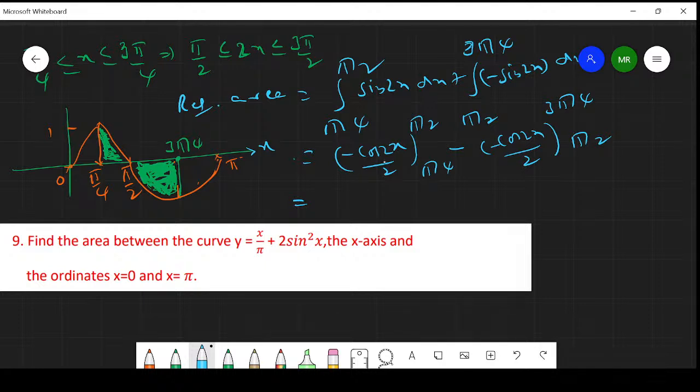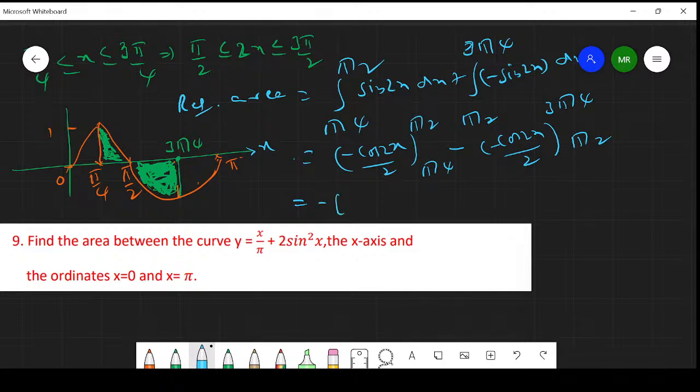This is 2 into pi by 2 cos pi. It will come. See, substitute the values here. The final value comes here. 2 into pi, upper limit pi by 2, right? 2 into pi by 2 cos, we will get, correct. So 2 into pi by minus it comes here. Substitute the value, verify here.